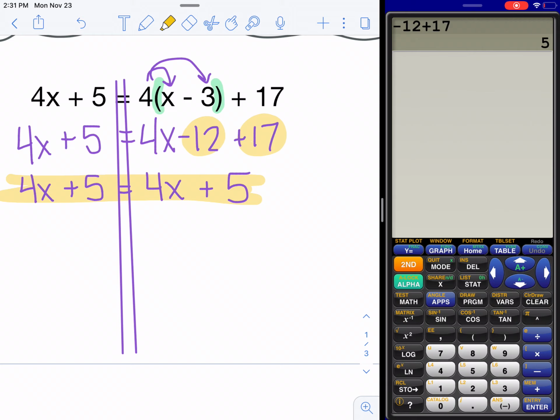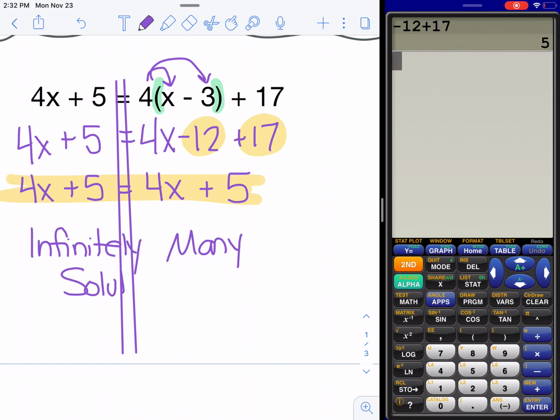This means that both sides of this equation are going to be equal no matter what number I plug in. This is a situation that we call having infinitely, it's a long word, many solutions. This means I could plug in any number for x, and I'm always going to get the answer. So let's try it. Let's start by plugging in 0. That's my favorite number to plug in. It's the simplest. So if I plug in 0 on the left, I get an answer of 5.